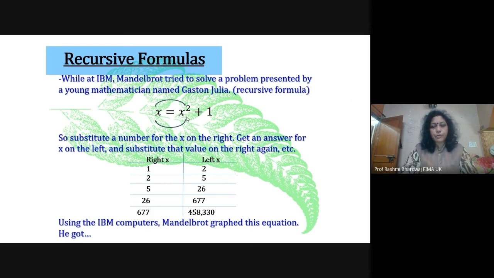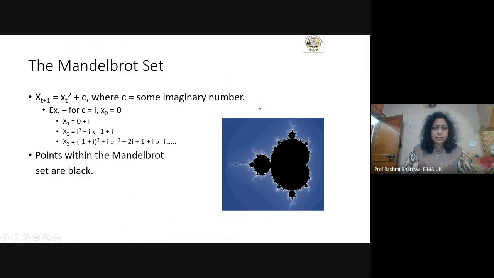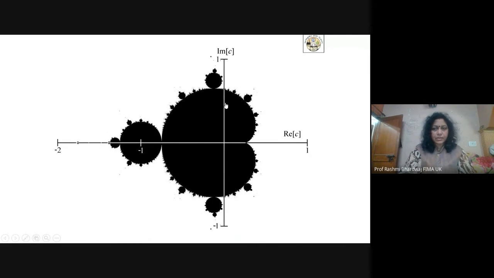Mandelbrot, as I also said yesterday, is known as the father of the fractal. He used an IBM computer and graphed this equation, x equal to x square plus c. See the beauty of this equation. He got this curve, and the beauty of this curve is that it is not closed anywhere. As you move inside, you get open ends. This is a simple equation: x at t plus 1 equals x t square plus c, where c takes different values as you plot it.